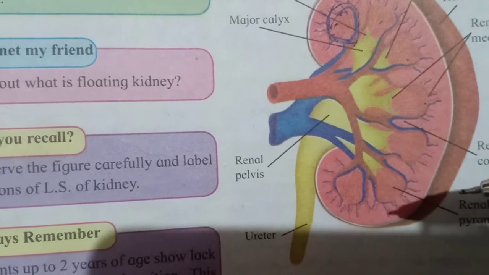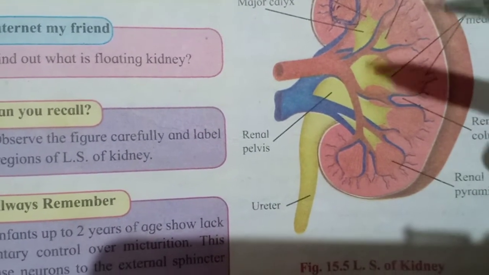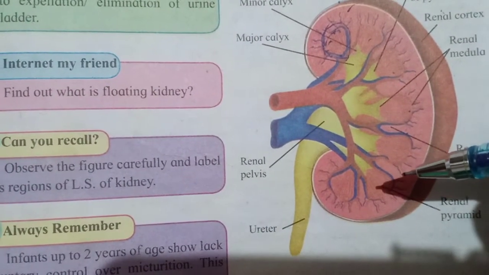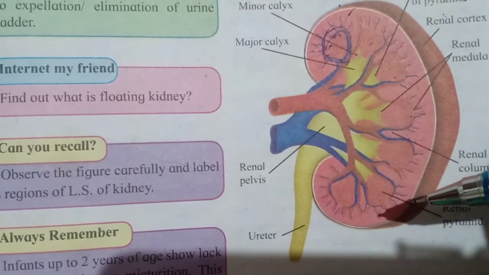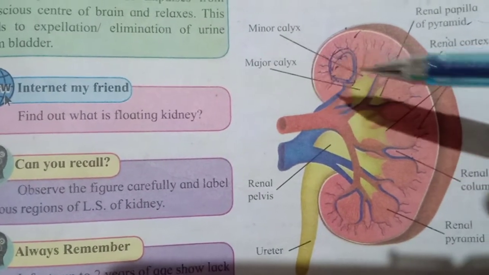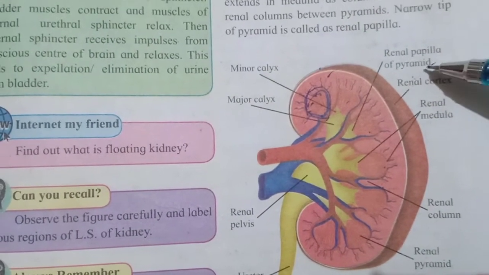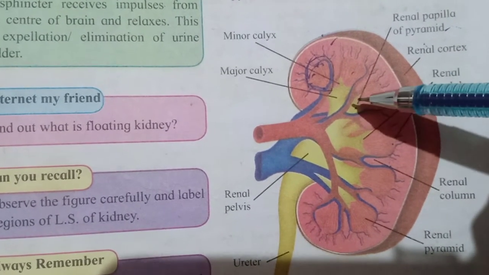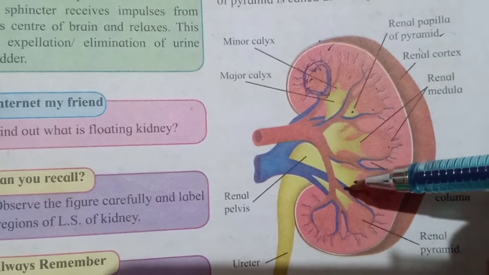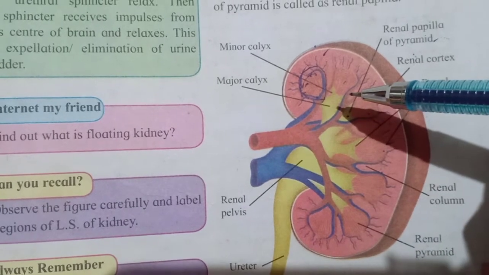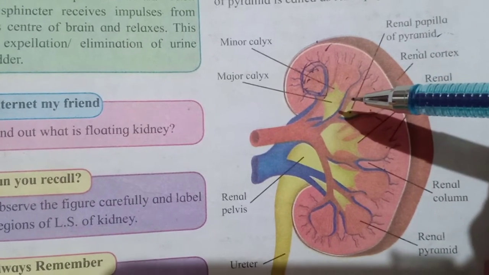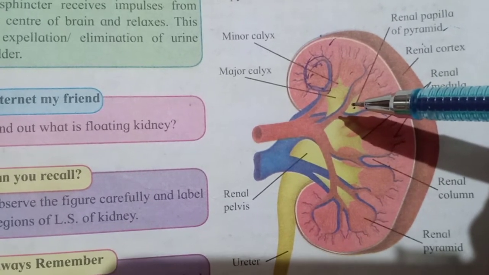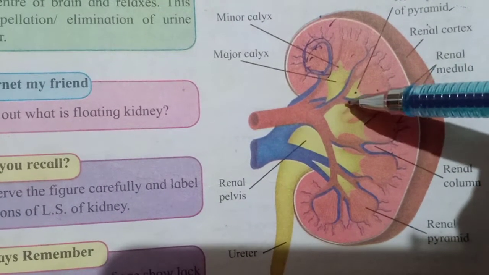Then major and minor calyces. So here there are several pyramids, and in those pyramids there is the renal papilla. So look here, renal papilla of the pyramid. This renal papilla म्हणजे काय तर पिरॅमिडचा जो सुरुवातीचा भाग असतो this is called renal papilla. And this renal papilla of the pyramid opens into the minor calyces. ओके, मायनर कॅलिसेस आहे तिथे.